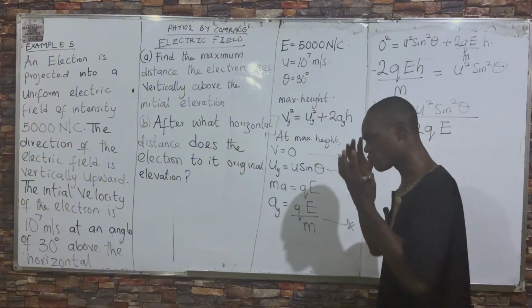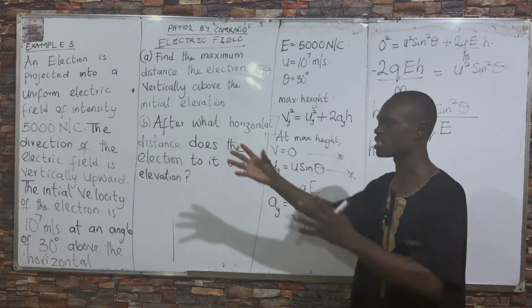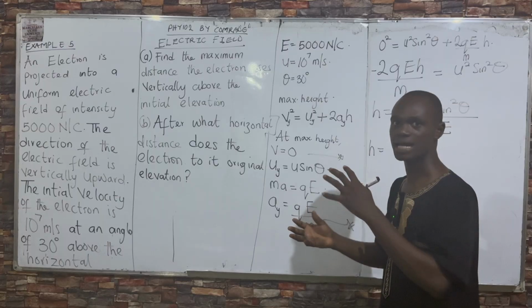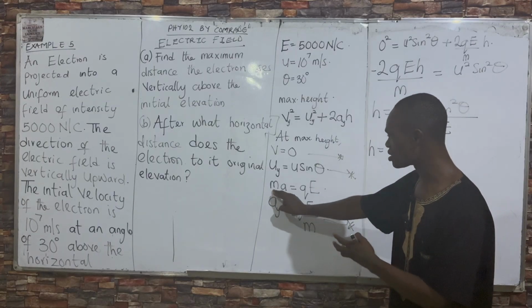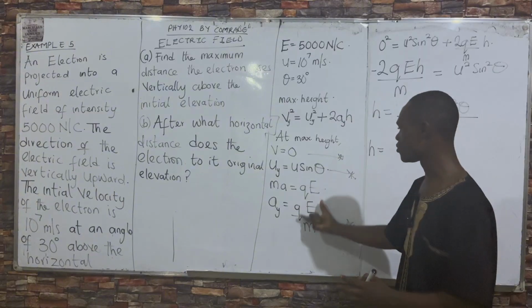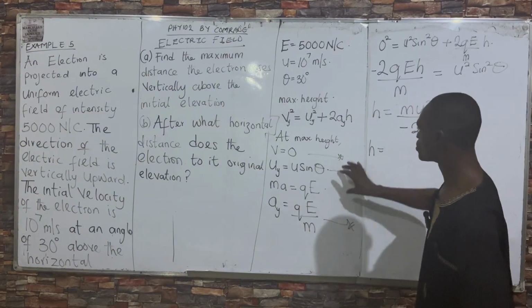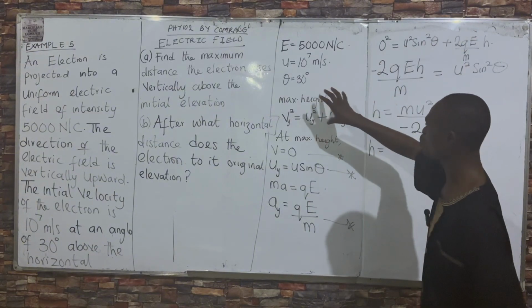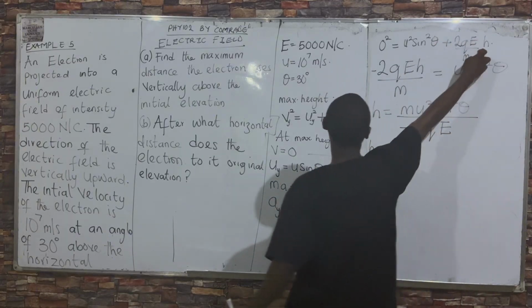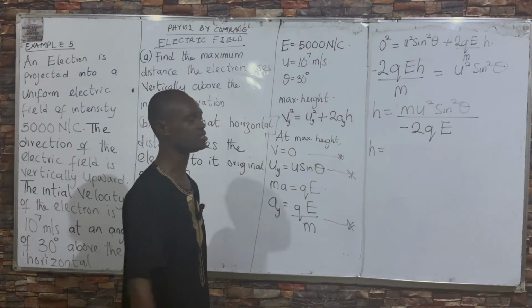Force is ma, and force is also qE, because this question is a blend of both kinetics and electric field. So force, which is ma, is equal to qE. If I make a the subject of the formula, I will get this. So if I substitute this in my equation of motion, or motion under gravity rather, I will have something like this. Then if I make h the subject of the formula, I am having this.